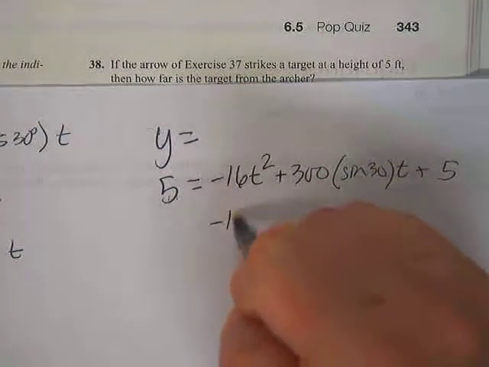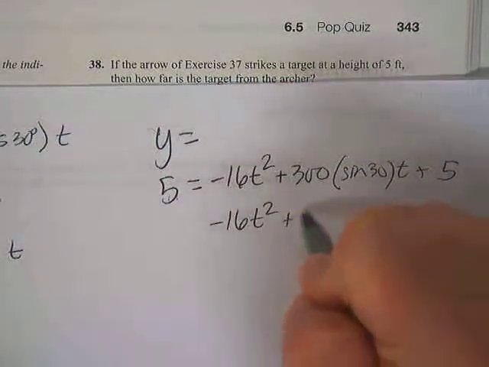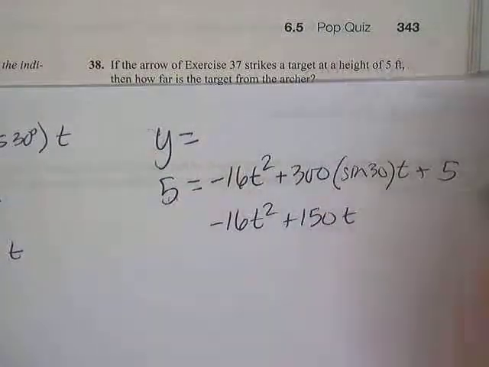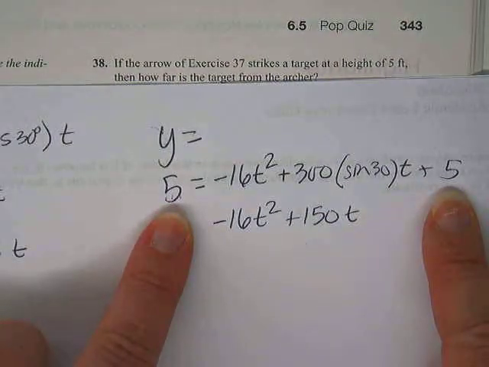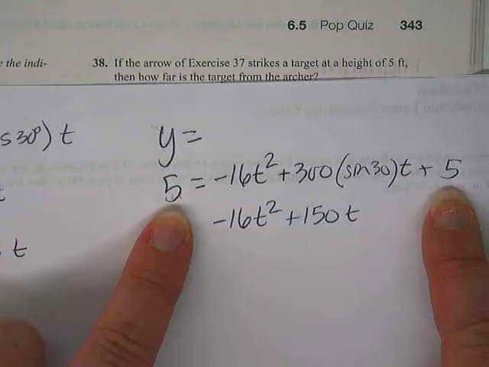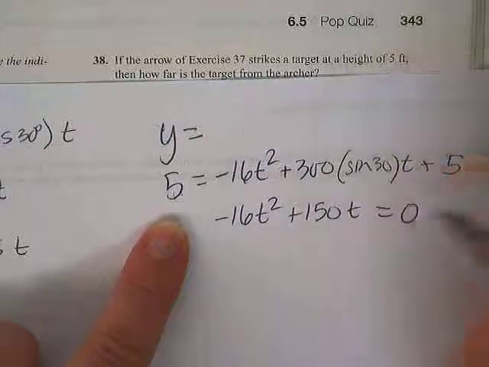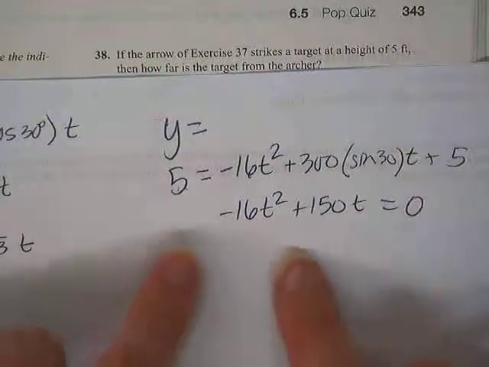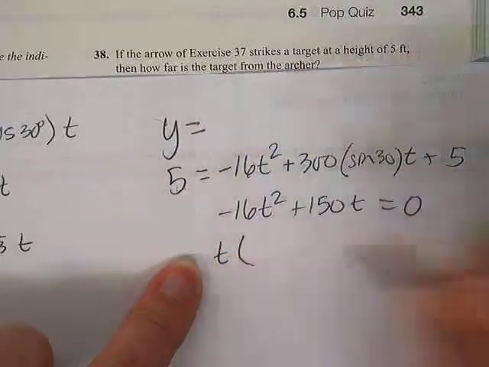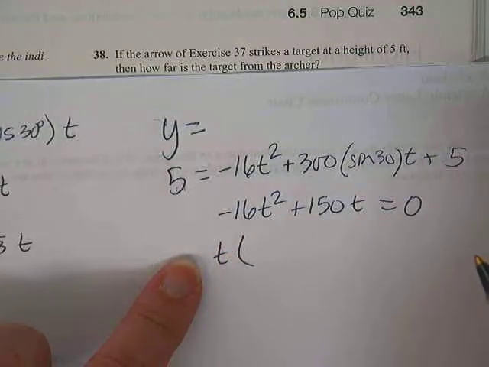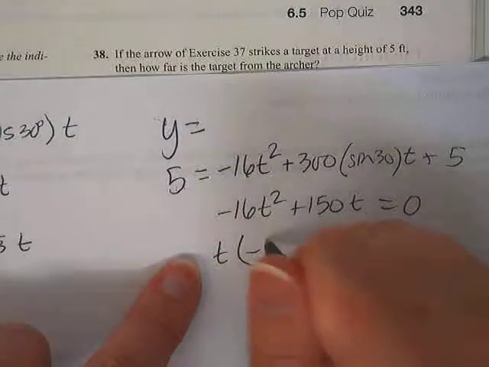So now the ending height is at 5 and the starting height was at 5, and sine of 30 is 1/2. So we end up with negative 16t squared plus 150t. And since there's a 5 on both sides of the equation, doesn't that just cancel each other out? So can't we just say that this equals 0? And then how do you solve this quadratic?